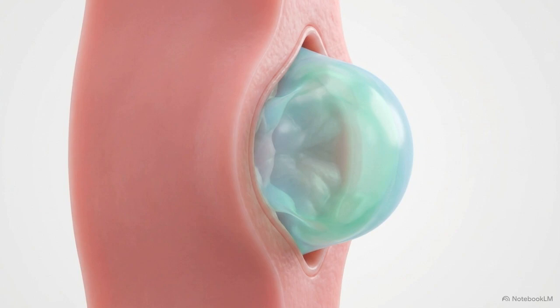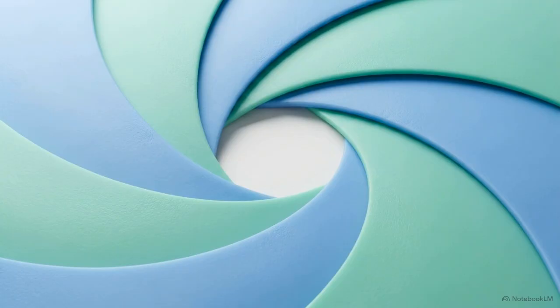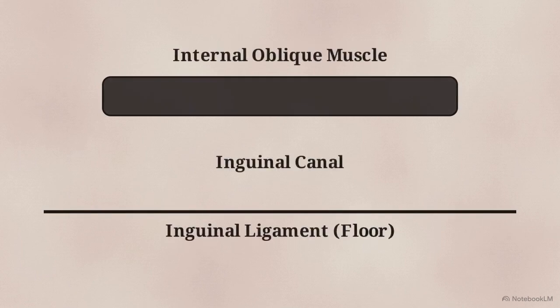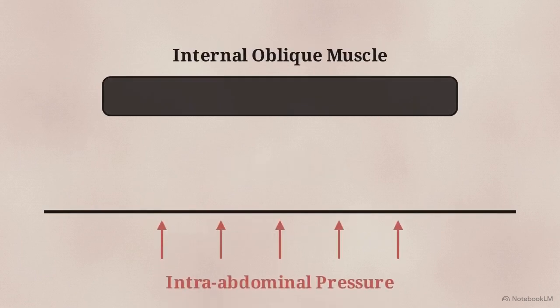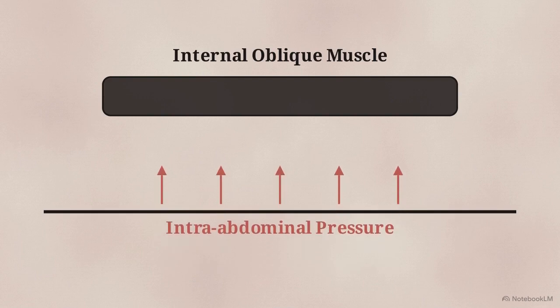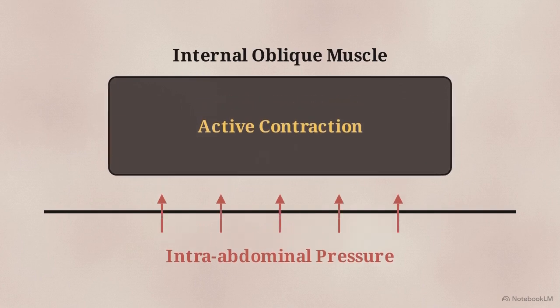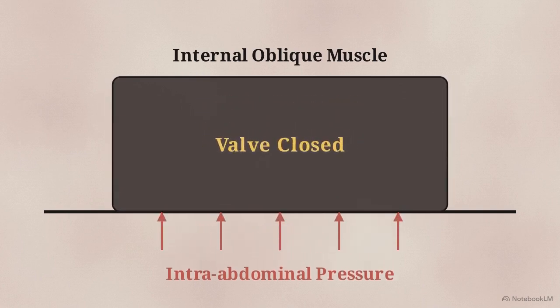The body compensates for this weak point using an active, dynamic defense mechanism against herniation, known as the shutter mechanism. In this schematic, rising intra-abdominal pressure is represented by red force vectors pushing internal contents outward into the inguinal canal. In response, the internal oblique actively contracts, the muscle body thickens and clamps downward against the floor, compressing the passage closed as a protective valve.